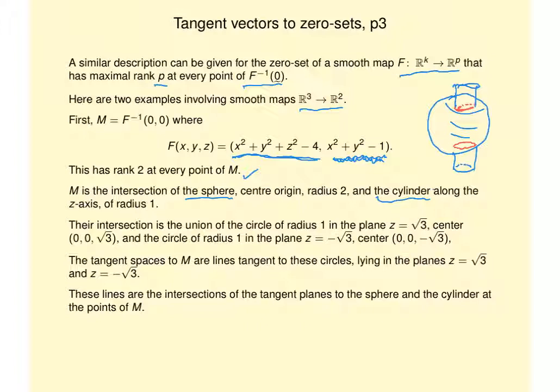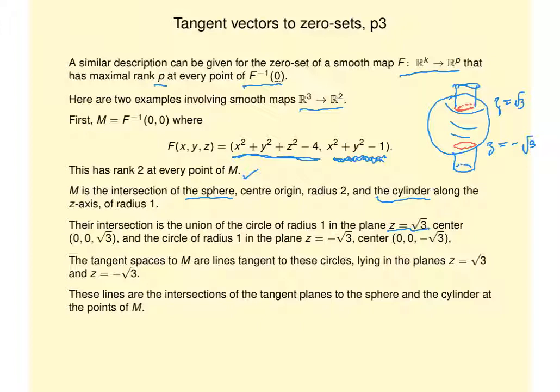The intersection is the union of two circles. First of all, the circle of radius 1 in the plane z equals root 3. That's up here, of course. And the circle of radius 1 in the plane z equals minus root 3. So the intersection is disconnected. It has two connected components. They're both of dimension 1. Everything is fine. This is a perfectly good manifold.